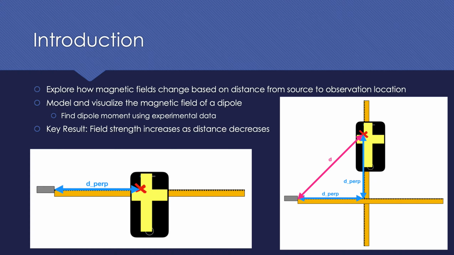An important observation from this lab is that the magnetic field strength increases as the distance decreases. The first part of this lab involves finding the on-axis distance that produces a certain magnetic field. The setup is shown on the left. The second part of this lab is similar but finds the magnetic field 45 degrees off-axis, as seen on the right.